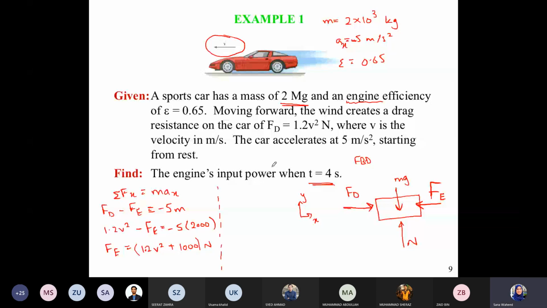Oh, no. First of all, okay, t is equal to 4 seconds, mein humne nikalna hai. So let's just find out, okay, what is the velocity of the car at t equals 4?